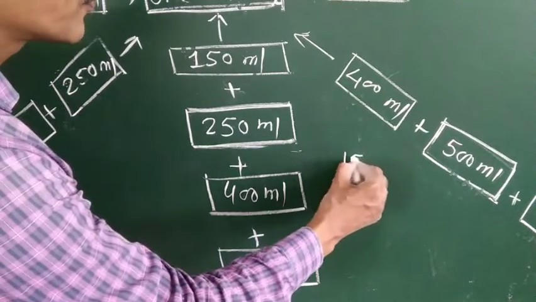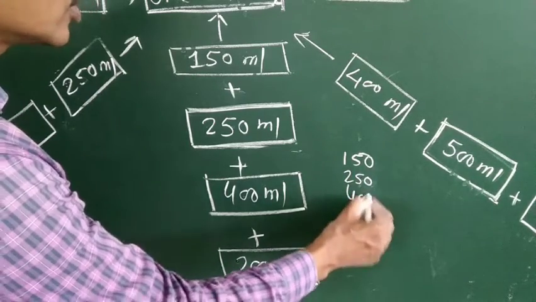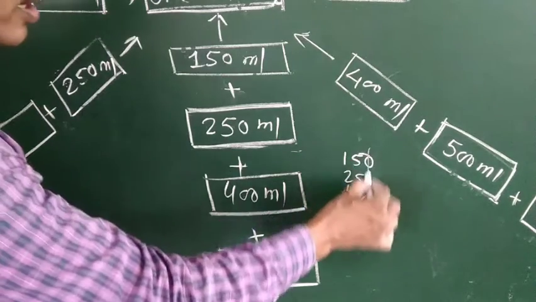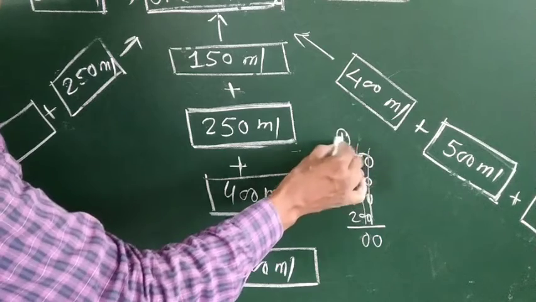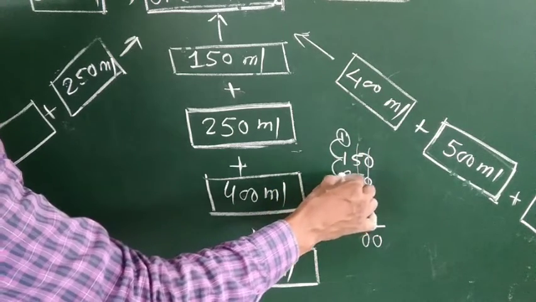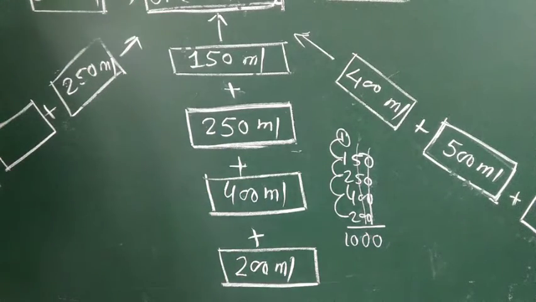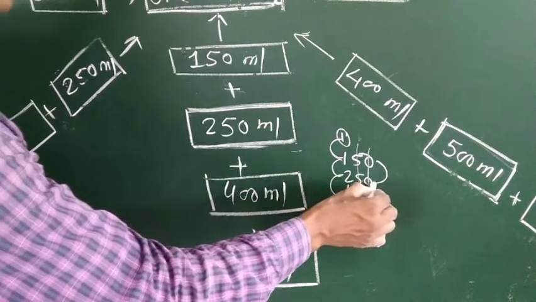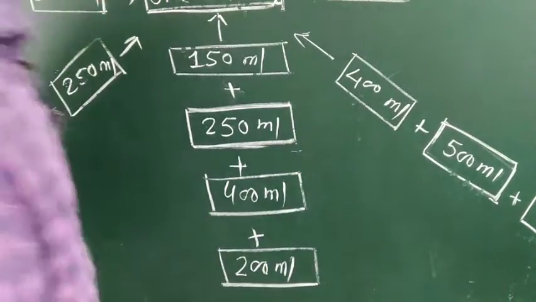आइए चेक करते हैं. It is 150, 250, 400, 200. Okay. See, it is 0, 5 plus 5 is 10. Carry 1. 1 plus 1 is 2, 2 plus 2 is 4, 4 plus 2 is 8, 8 plus 2 is 10. It is equal to 1000. See, it is 150, then 250, then 400 and 200.